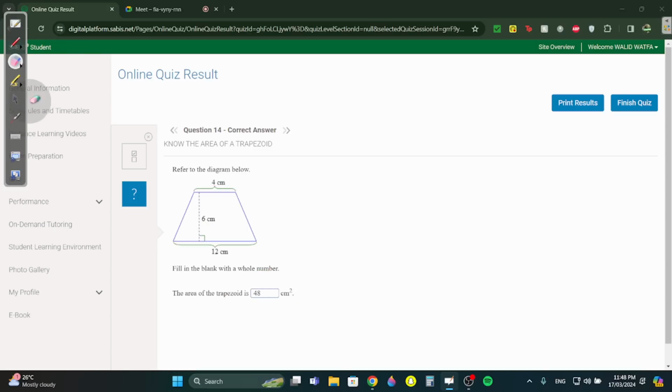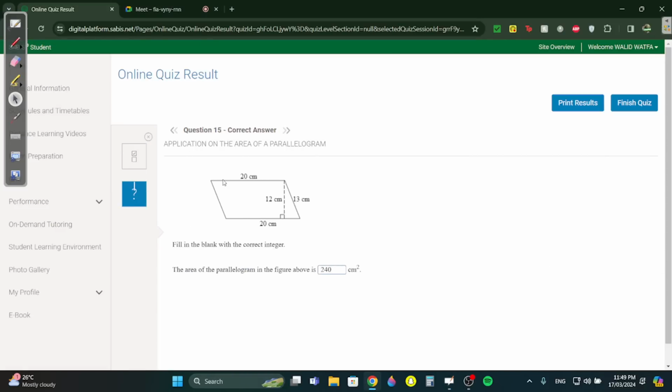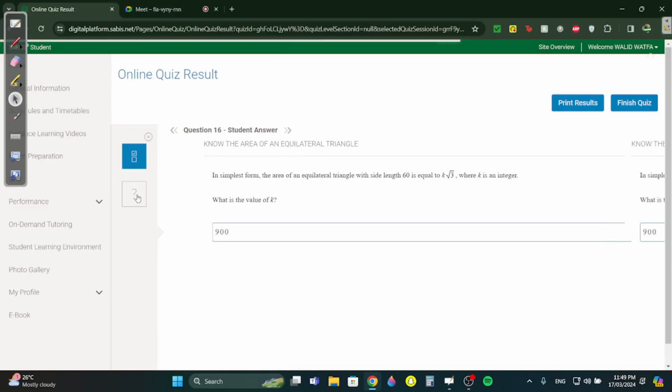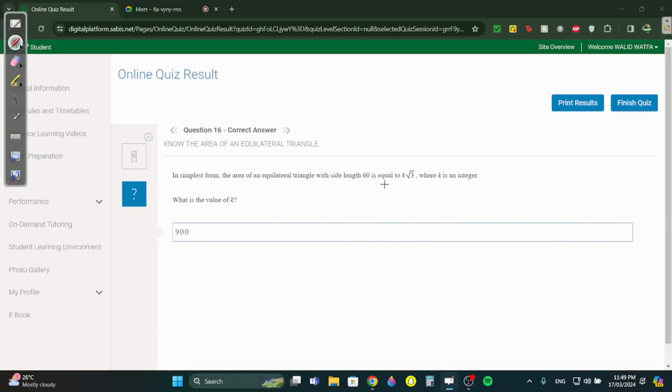Question 15. They're all easy. The area of the parallelogram, again, just do base times height, 20 times 12, you get 240. Question 16. The area of an equilateral triangle with side length 60, you have to use the formula s squared radical 3 over 4. So 60 squared radical 3 over 4. Your calculator will give you a decimal, but just keep the radical 3 on the side. So 60 squared divided by 4, you get 900. Actually, you don't need the radical 3. They want only k. So you just put 900.